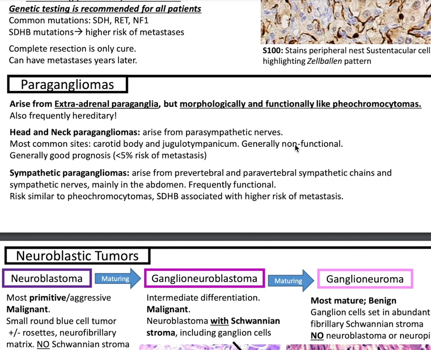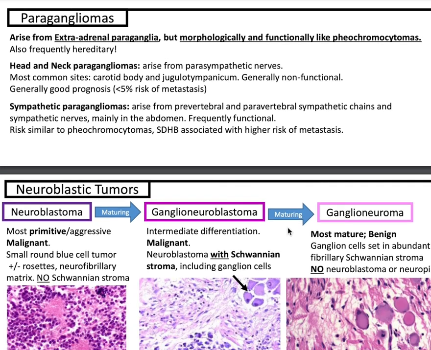Sympathetic paragangliomas. These arise from prevertebral and paravertebral sympathetic chains and sympathetic nerves, mainly in the abdomen. It's frequently functional, and the risk is similar to pheochromocytomas, and SDHB is associated with higher risk of metastasis.